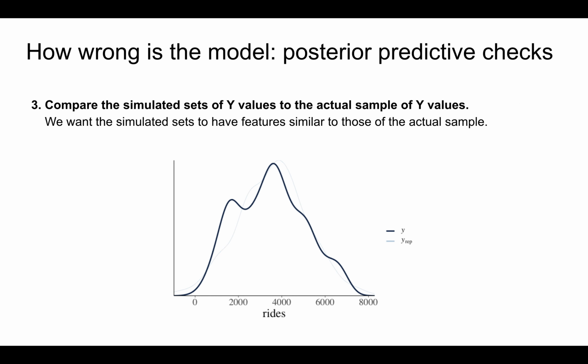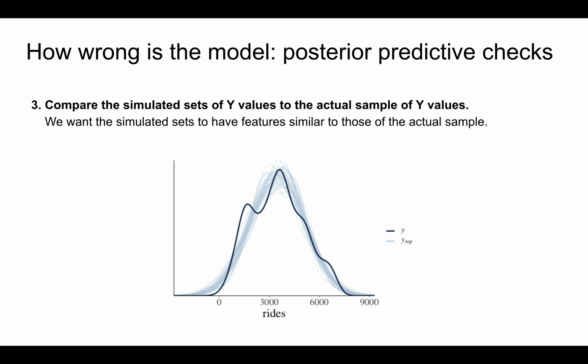Finally, we can compare the simulated sets of y values to the actual sample of y values. Here, we observe that our first posterior plausible set produced a sample of ridership data represented by the light blue line. And this density curve in light blue is barely visible. This simulated data has different features than the observed ridership data, represented by the dark blue line. However, we don't want to evaluate how wrong our model is using just one of 20,000 posterior plausible parameter sets.